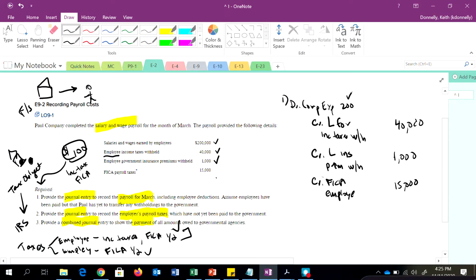Finally here, to make this balance, we have 200 on the left and 56 over here. We're going to credit cash as a plug for 144,000. So that's what actually goes out the door to the employees. They've earned 200, however they're getting 144. The remaining difference are the taxes and their health insurance premiums that they owe. You can think about it: you don't get your whole paycheck. You earn 200, but you're only getting 144. All of the differences in between were your taxes that you owe.